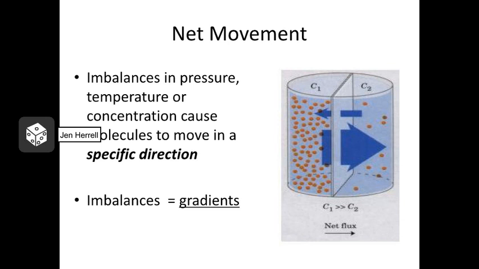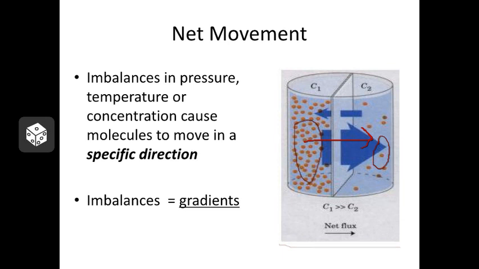Now the term net movement is a little bit different than just the term movement by itself. It's different than plain old Brownian motion. Net movement implies that there's some sort of an imbalance in the system, and because of this imbalance, molecules are moving in a specific direction for a specific reason. What kind of an imbalance am I talking about here? Well, here, for instance, we have an imbalance in concentration. We have a high concentration of these molecules on one side of this barrier and a low concentration on the other side. So that makes the molecules want to move from high to low.